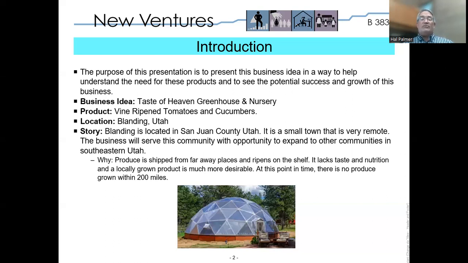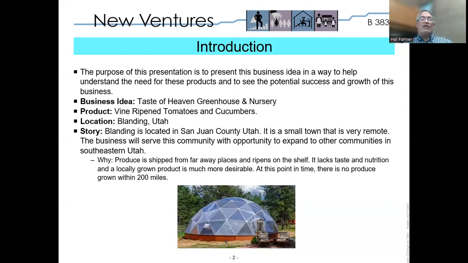The greenhouse will be located in the town of Blanding, Utah, which is in San Juan County. San Juan County is located in the southeastern corner of Utah. It is a very rural and very remote area. And all the produce sold here in the stores is shipped from many, many miles away.